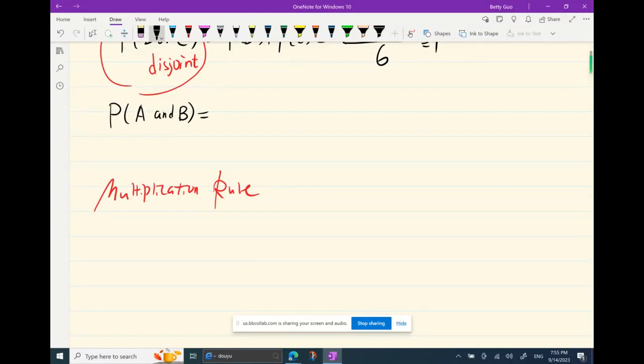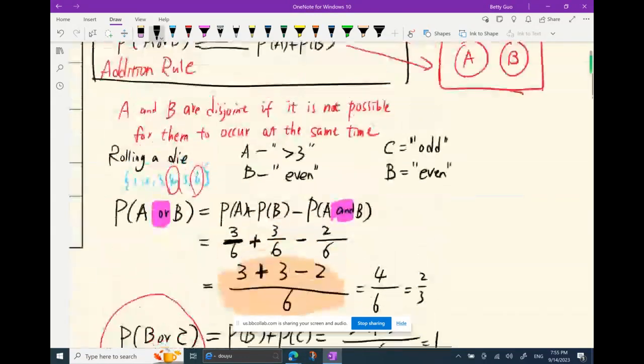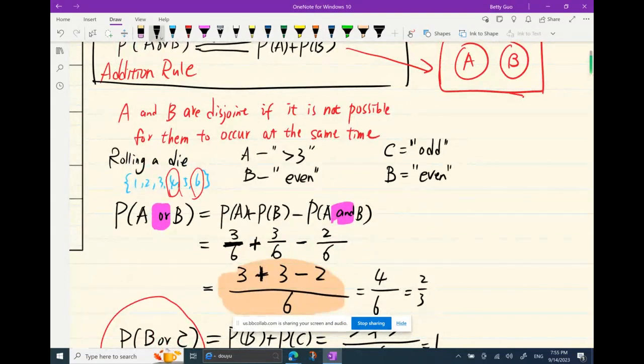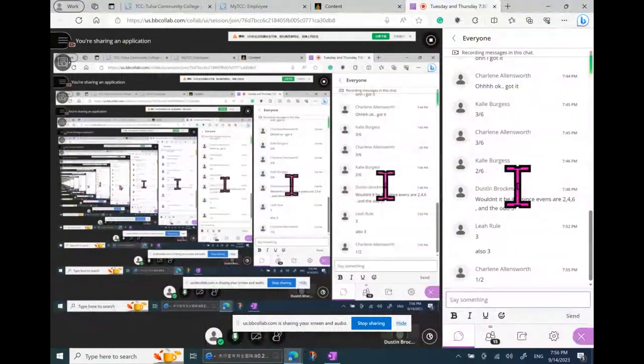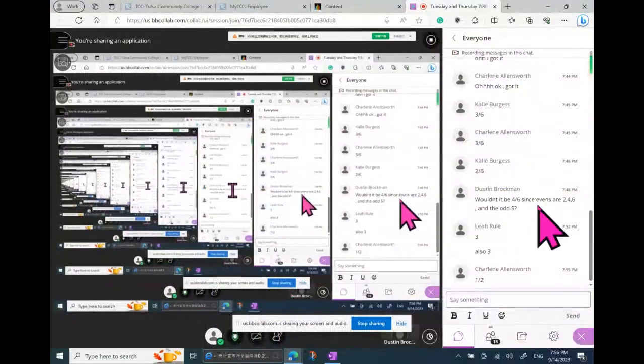Sometimes it is easy to just find the probability. For example, earlier, B and C. What's the probability of B and C? Can anyone answer that question? Rolling a die, B is getting an even number, C is getting an odd number. What's the probability of B and C? What's the chance of getting a number that is even and odd at the same time? 0. Isn't that supposed to be 0?